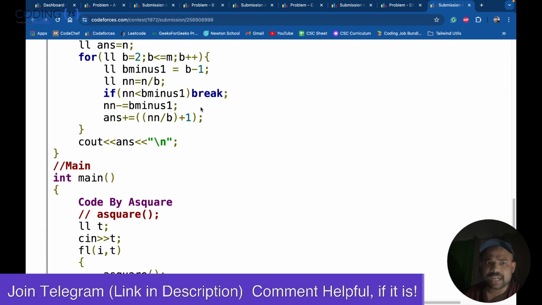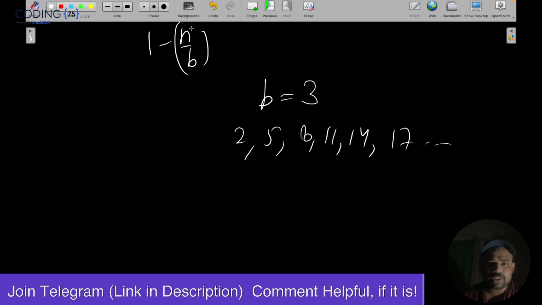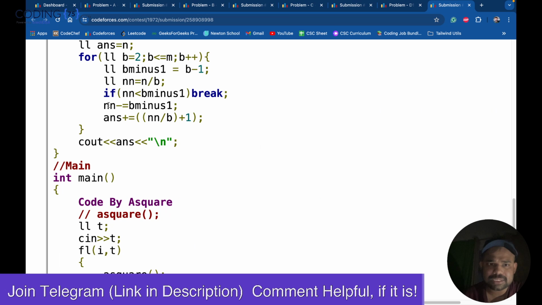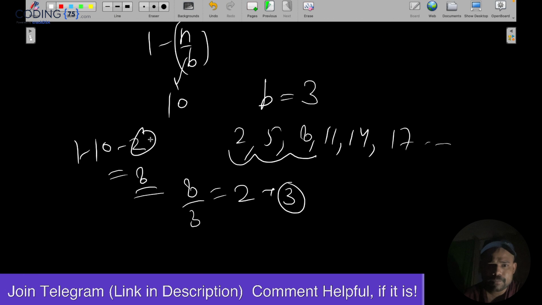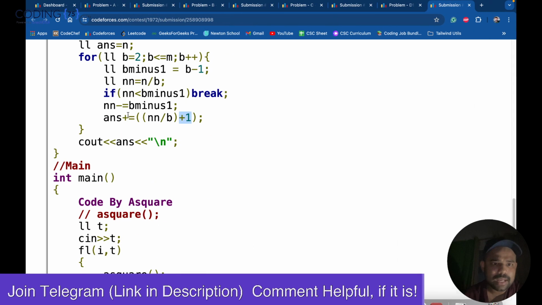Else, I'm first subtracting this. Why? For example, let's say b is 3, then the multiples will be 2, 5, 8, 11, 14, 17 and so on. So if the limit is, let's say, 10, how many can come from 1 to 10? 3 can come. How do we find that? First of all, we'll subtract 2 from it. It will come as 8. Now from this 8, I will subtract 3. It will come as 2. 2 means in total we have 3 numbers here, plus 1 at the end. What I did is I first subtracted 2 from here. Now from the final number, we subtract b and then add 1. The 1 is added for this reason. Okay? And then we add it to the answer.